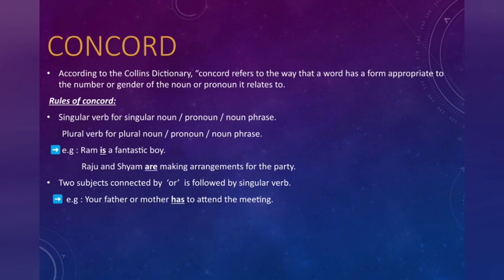So a sentence will contain a noun or pronoun or noun phrase. If it is singular, you have to use a singular verb. If it is plural, you have to use a plural verb. This is the first and foremost rule of Concord. For example, Ram is a fantastic boy. Next, Raju and Shyam are making arrangements for the party. So Raju and Shyam are two different personalities, so we are using a plural verb here.